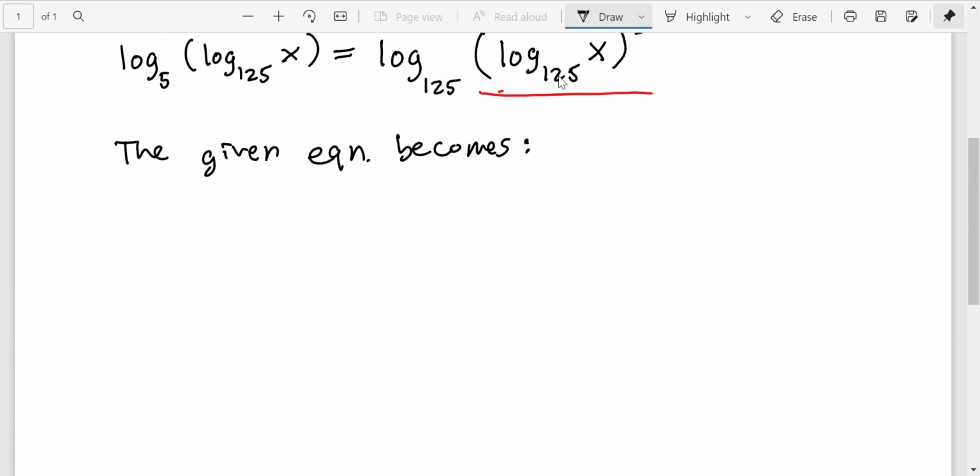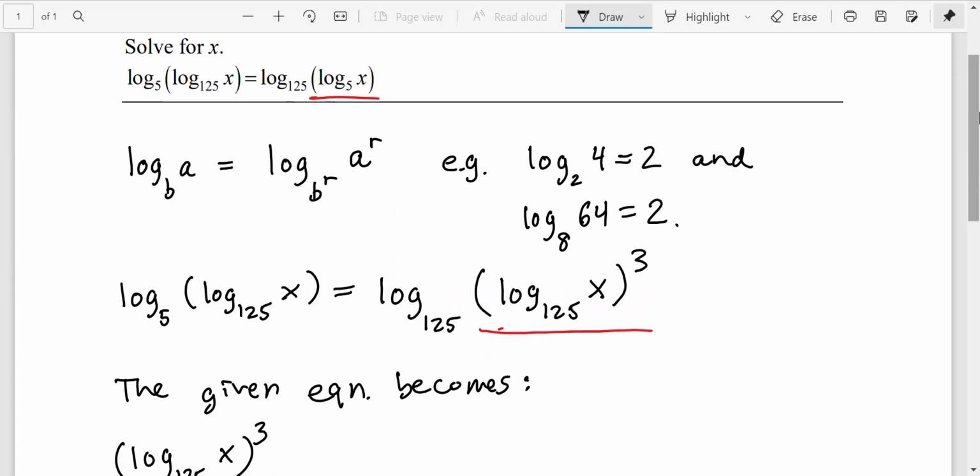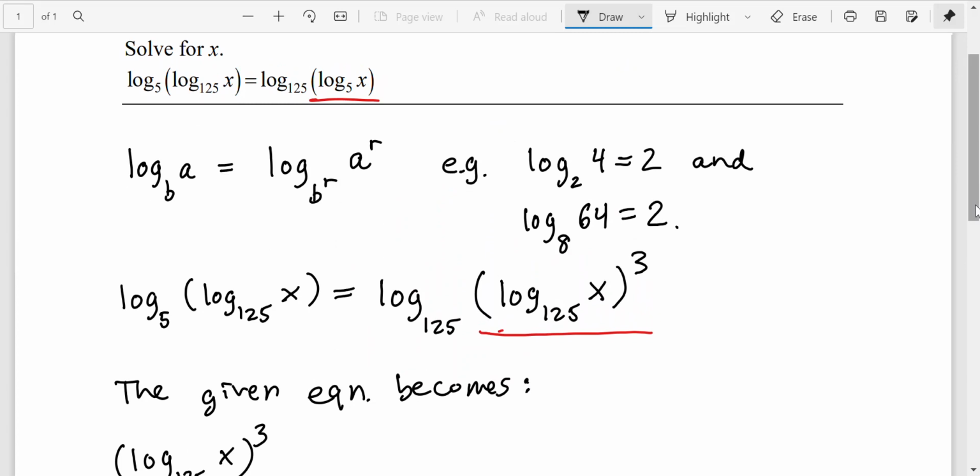So the log base 125 of x all cubed, which is what I'm underlining here, must equal what I underlined at the top here, log base 5 of x.